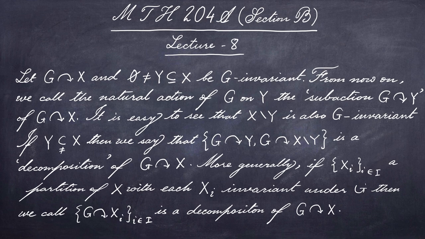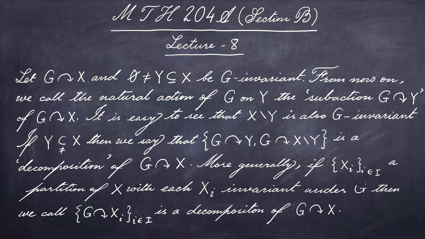Let G be a group and X be a non-empty set, and G is acting on X, and Y a non-empty subset of X which is invariant under G. So we have a natural action of G on Y. From now on, we call this action of G on Y a sub-action of the given action. It's easy to see that if Y is G invariant, then its complement in X is also G invariant.